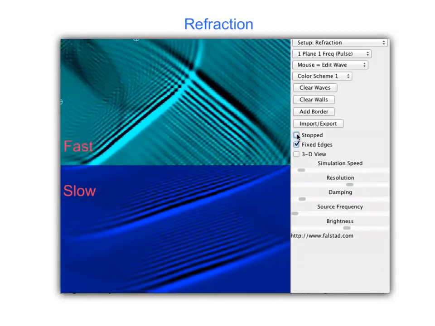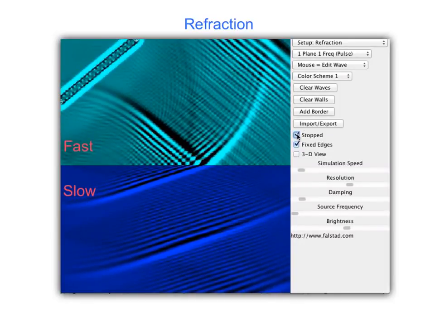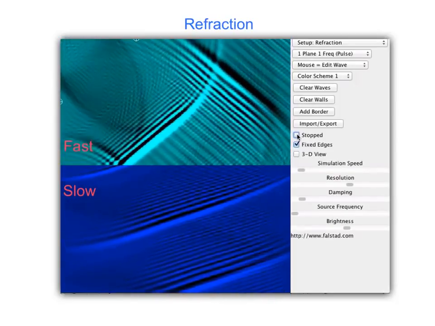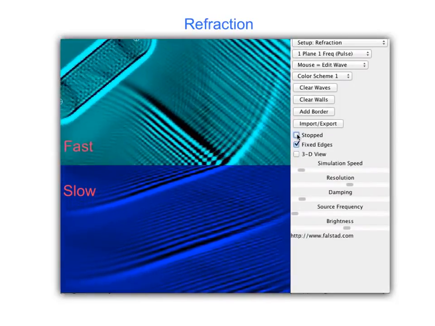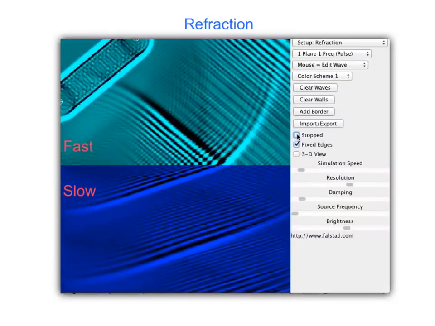So when a wave goes from a fast medium into a slow medium, the wave is bent, and that bending is called refraction. Now what we're going to do is also view this at a higher frequency so we can maybe see a little more carefully what happens.